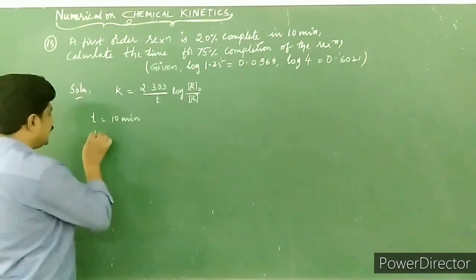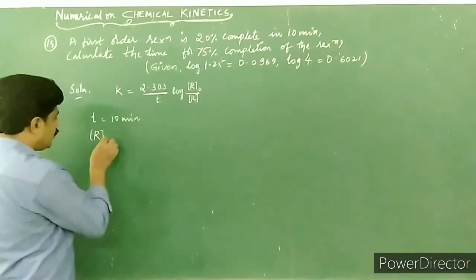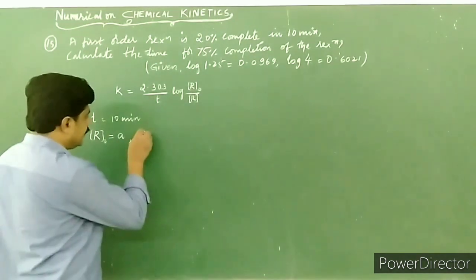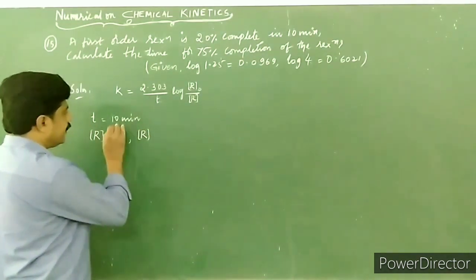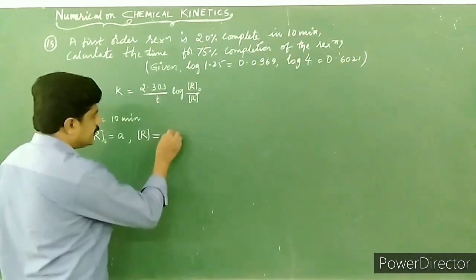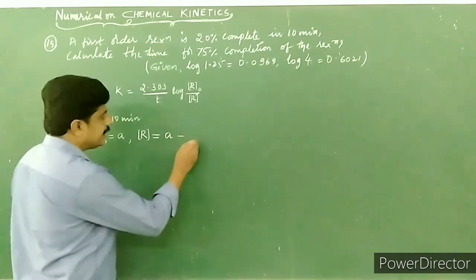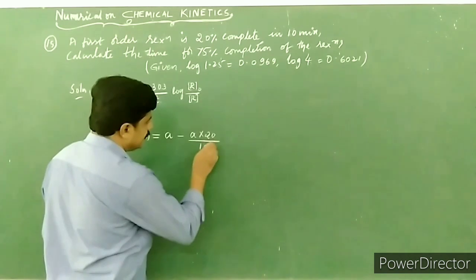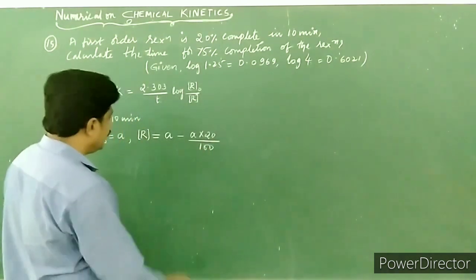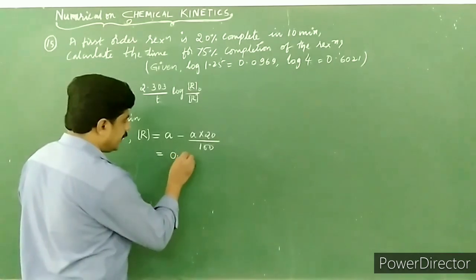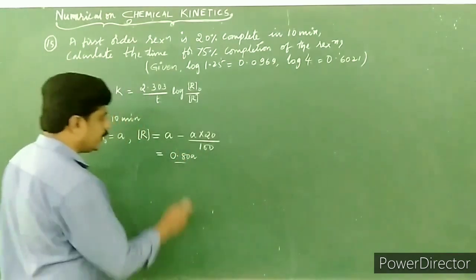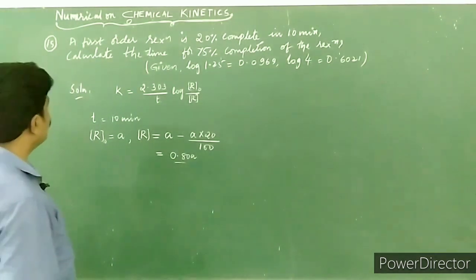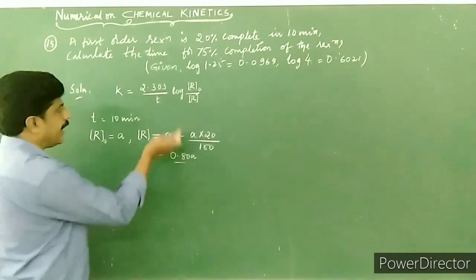Now let R naught, the initial concentration, be A mole per liter. If that is the case, then the concentration of the reactant after 10 minutes would be R is equal to A minus A into 20 divided by 100. If you simplify, you are going to get 0.80A. Now what else is given? That's all right. Now let me substitute all these values in this equation.